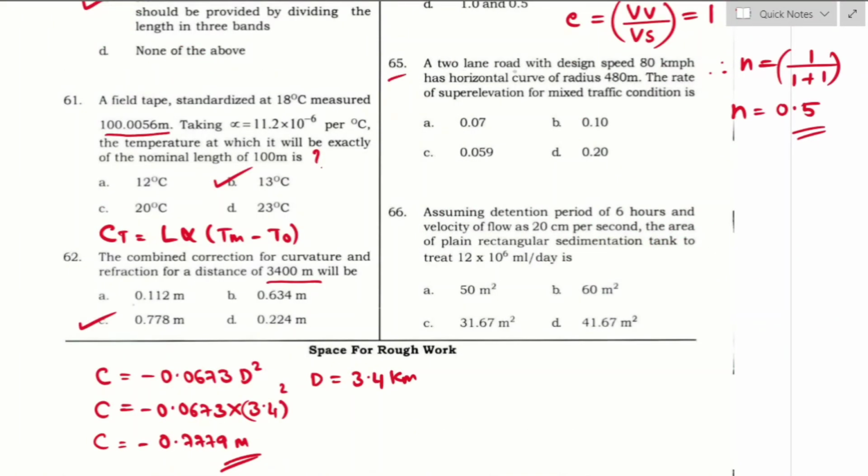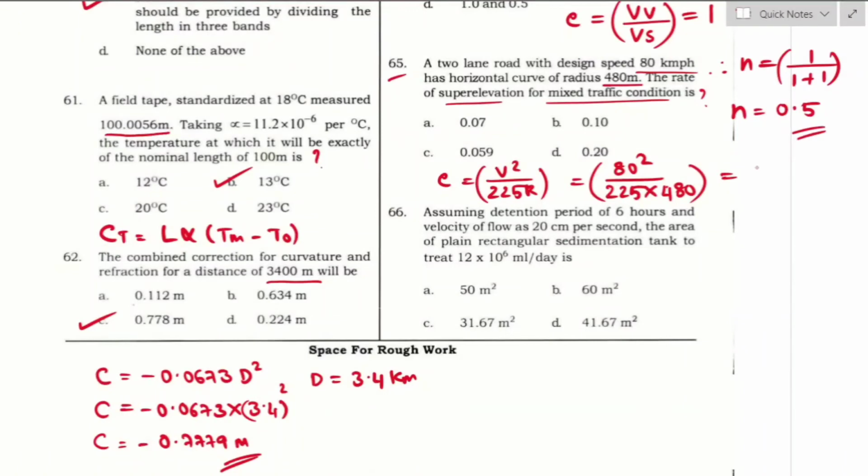Question number 65. A two-lane road with a design speed of 80 km/h has a horizontal curve of radius 480 meter. The rate of superelevation for mixed traffic condition is. As per IRC, the equilibrium superelevation is given by V square by 225 R. V is the design speed of the vehicle, so 80 square divided by 225. R is the radius of the horizontal curve, that is 480 meter. On solving this, you will get the rate of superelevation in a mixed traffic condition as 0.0592. Option C is the right answer.